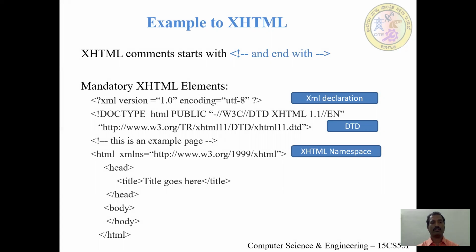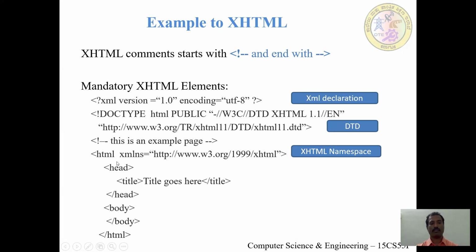Here is an example. An XHTML document starts with different comment statements. In order to write a comment statement, we use the tag: angular bracket, exclamation mark, hyphen, and we need to end it with a hyphen and angular bracket. Every XHTML document starts with the XML declaration. We need to define two attributes, version and encoding. The next statement is the DTD, document type definition.